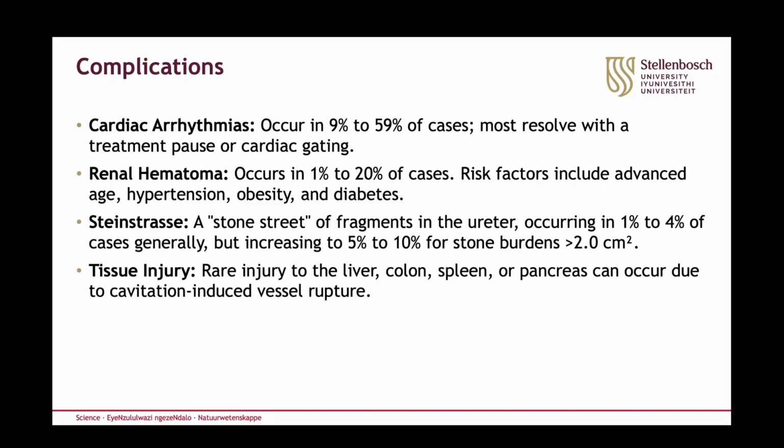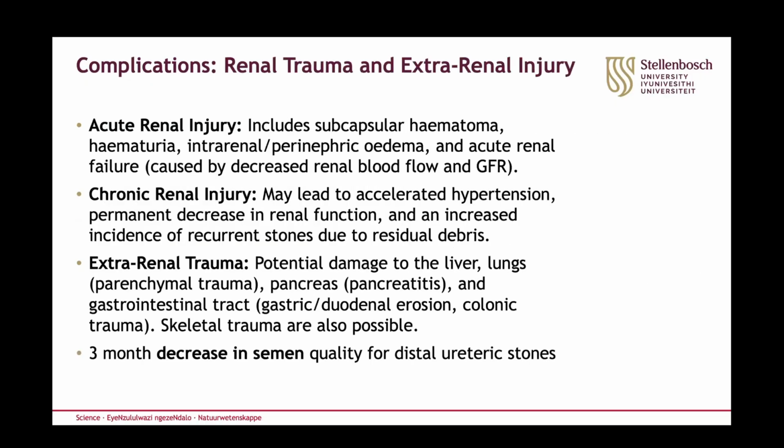Additional to that, tissue injuries tend to be rare, but can involve the liver, colon, spleen, and pancreas, and these are normally a result of cavitation-induced vascular rupture. Looking specifically at acute kidney injuries, these can include subcapsular hematomas, hematuria, internal or perinephric edema, and acute renal failure as well. Chronic renal failure may lead to accelerated hypertension, permanent decrease in renal function, and an increased incidence of recurrent stones due to residual debris.